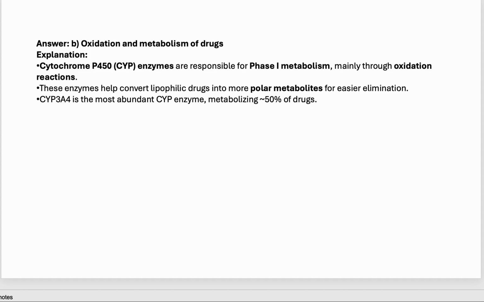Yes, perfect. Oxidation and metabolism of drugs. It's responsible for phase 1 metabolism, mainly through oxidation reactions. It helps convert lipophilic drugs into more polar metabolites for easier elimination. Cytochromes are the most abundant enzymes in phase 1 metabolism, and they metabolize almost 50% of the drugs.